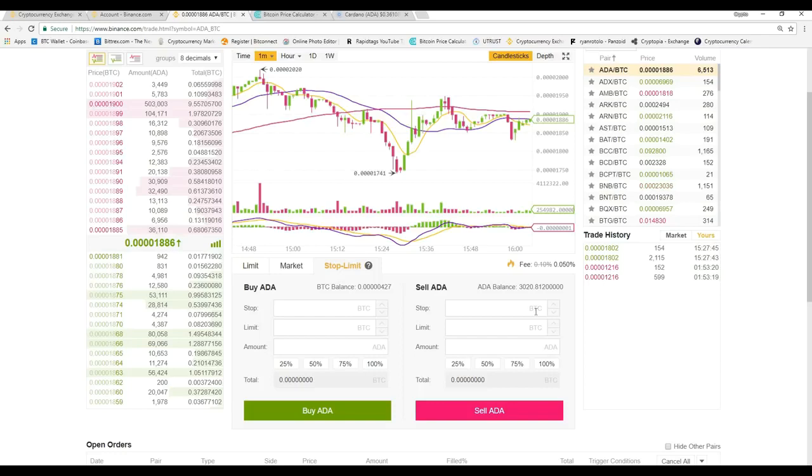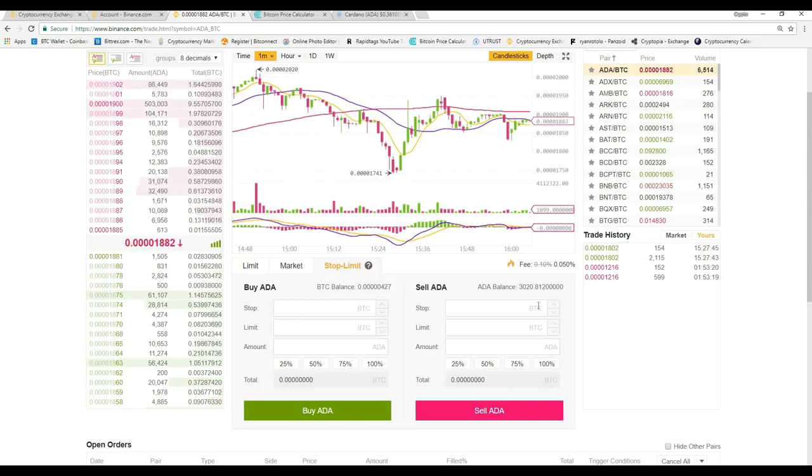So if Cardano is at 20 cents, I set a 10% below limit. So I would set a stop loss limit at 18 cents. And then I would set the limit a couple cents below 18 cents because, like I said before, your order is going to begin selling between the 18 cents and anything below that.